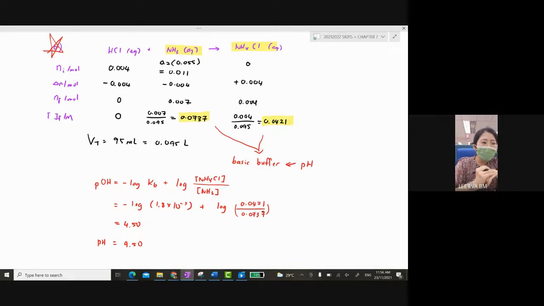So for the last one, sketching the titration curve, I leave it to you. You sketch it on your own. Later on, you can check the answer.